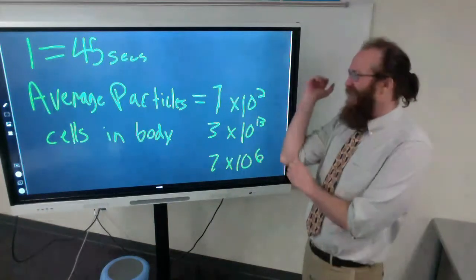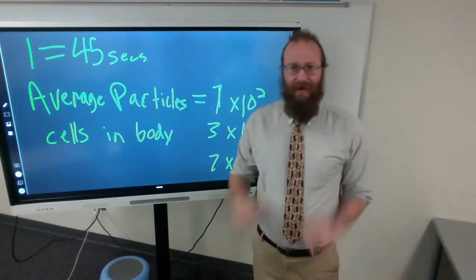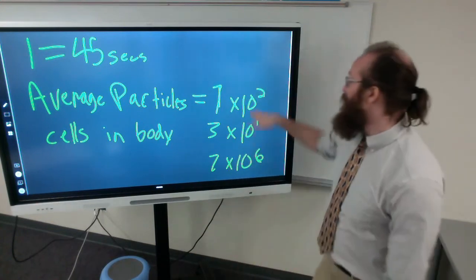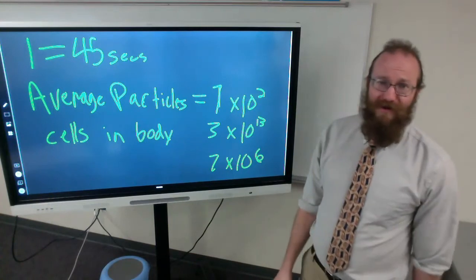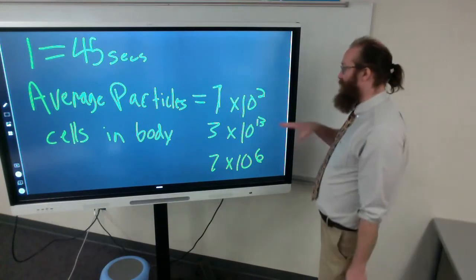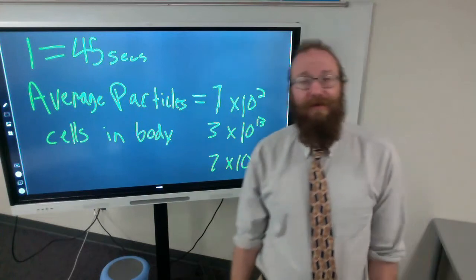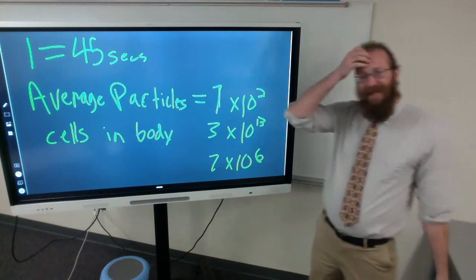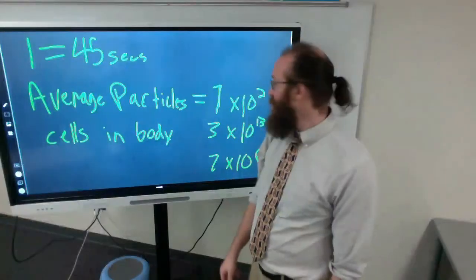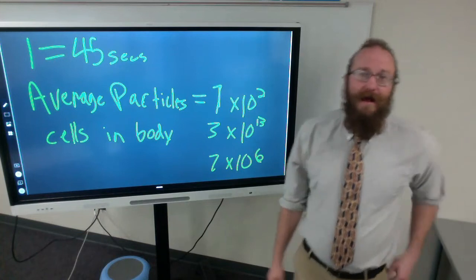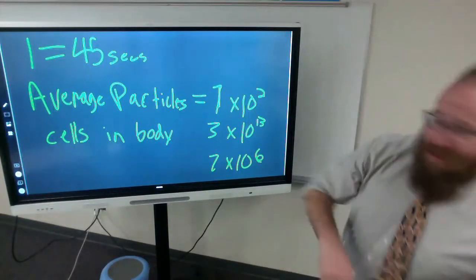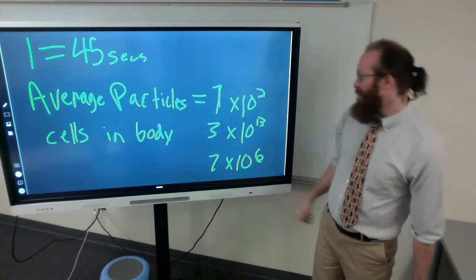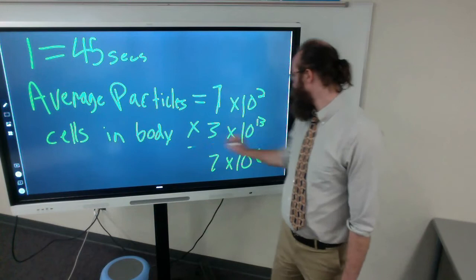Anyways, when a single cell explodes and releases all of its virus particles to the rest of the body, there are about 700 viral particles released in one cell. There are about 3 trillion cells in your body. So 3 times 10 to the 13th would be that number. So to figure out how many viral particles are released in one person, we have 7 times 10 to the second power times 3 times 10 to the third.